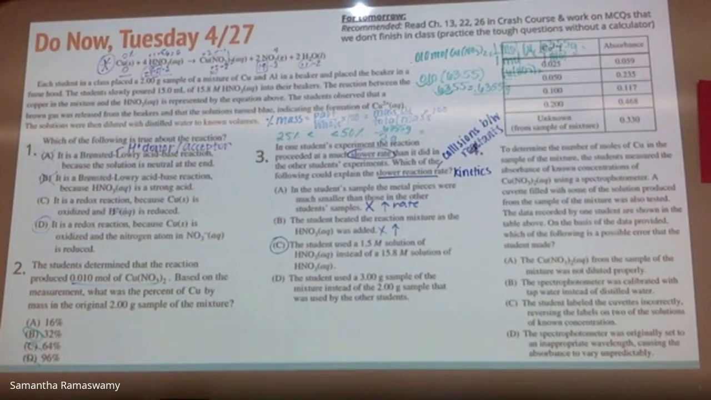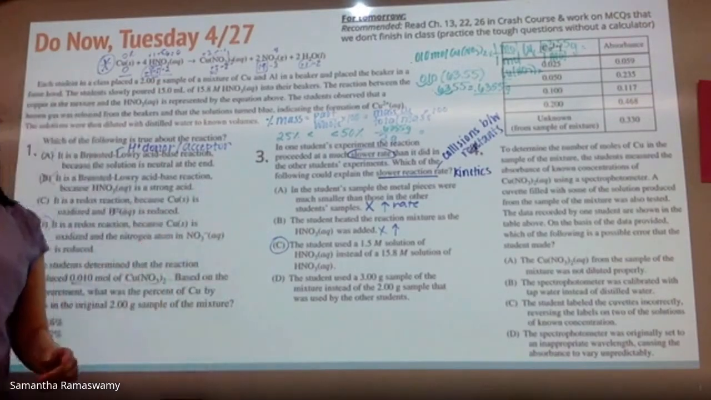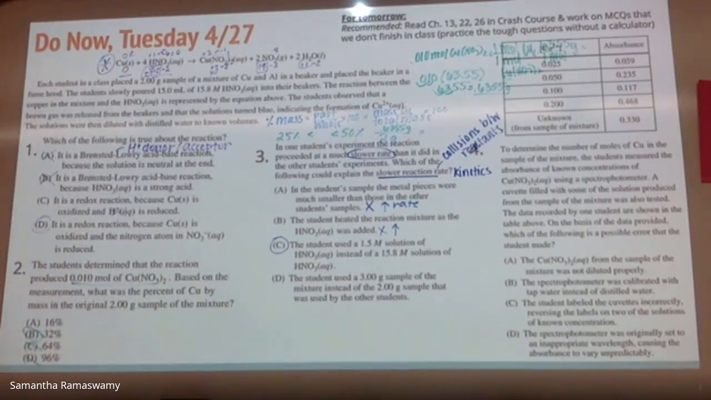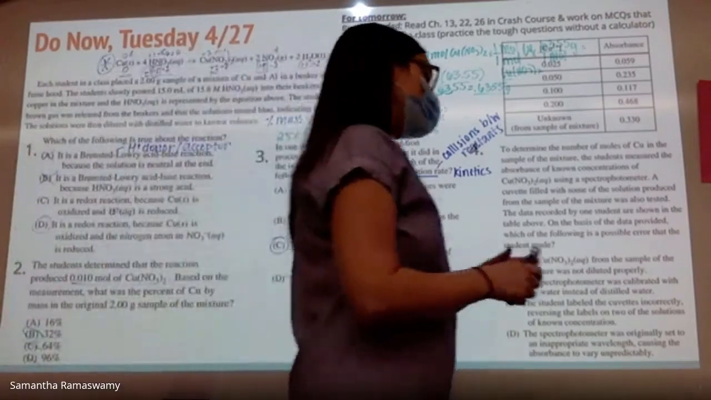Then D says the student used a 3-gram sample instead of a 2-gram sample. Well, the entire mixture, that's not going to actually affect the rate. That's just going to affect the time that it takes for everything to react. It's not going to affect how fast the reaction occurs. It just means instead of the quick reaction occurring in 5 minutes, maybe it takes 7 minutes. So 3 is C, and then finally 4.